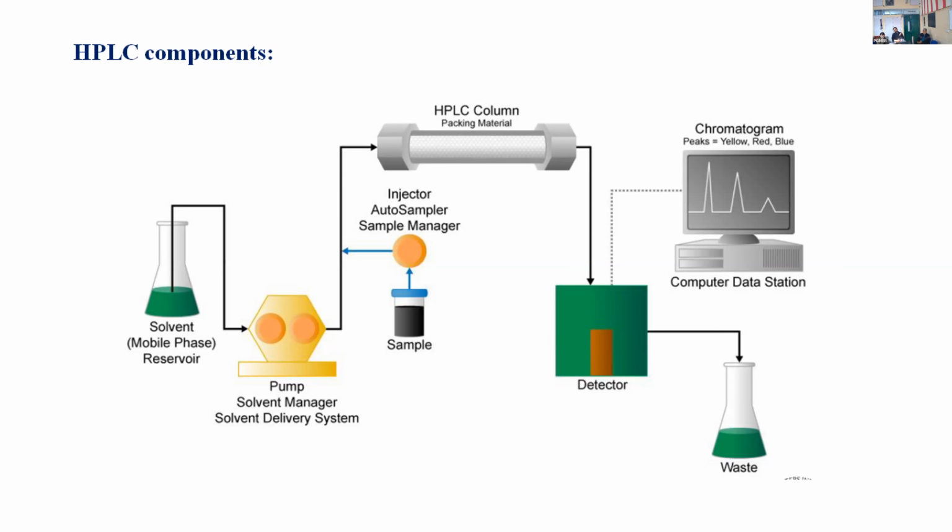After the HPLC column, there is a detector, which is responsible for identifying the compounds eluted from the HPLC column. On the basis of its functioning, it creates an electronic signal, which is recorded in the computer data center in the form of a chromatogram. So these are the basic components of the HPLC.